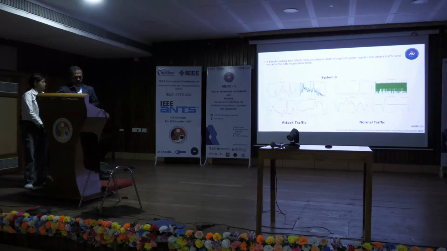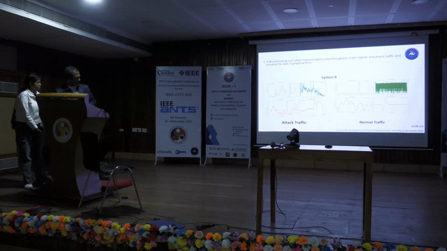This is the performance of system B. How system B takes metrics I have told previously. This is the attack traffic. On the left side we can see the attack traffic, and on the right side the normal traffic. In the attack traffic we can see how the DDoS attack by DDoS Reaper affects the system performance, how latency spikes and throughput spikes.